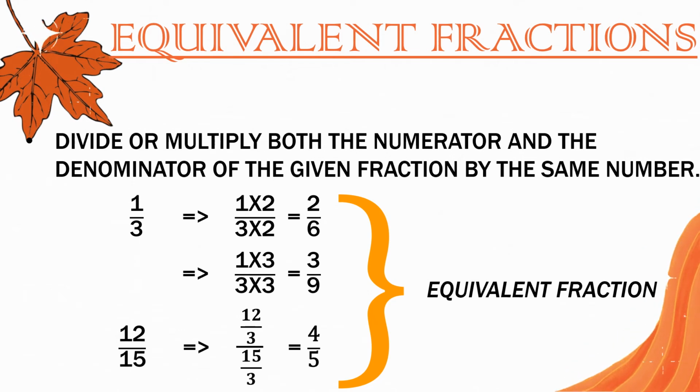Similarly, taking the example of 12 by 15, here we can divide the numerator and denominator by 3, hence receiving an equivalent fraction of 4 by 5.